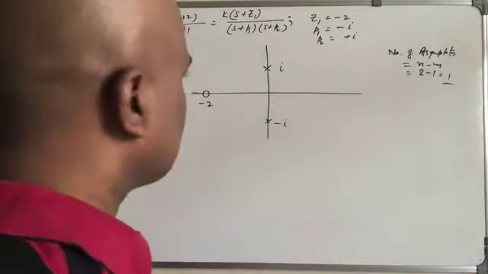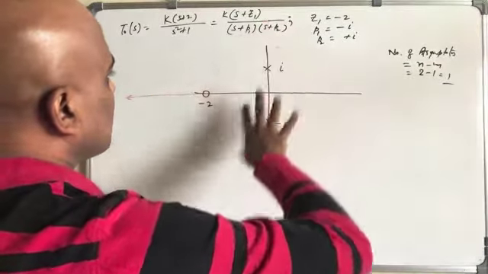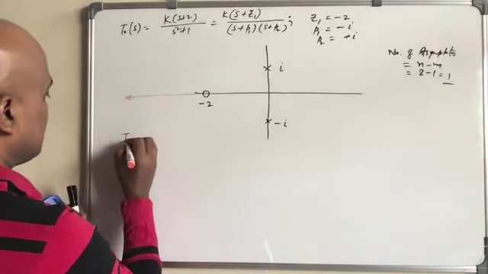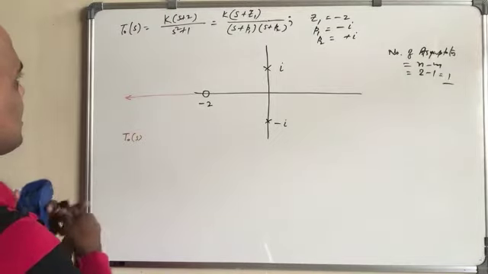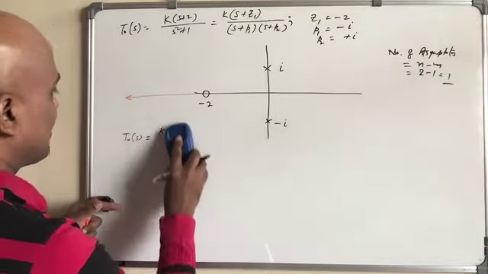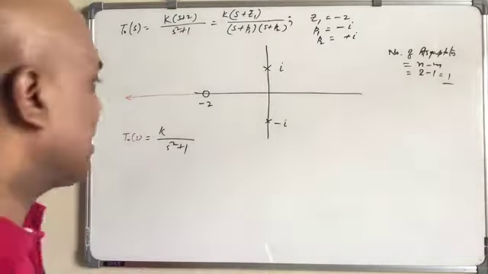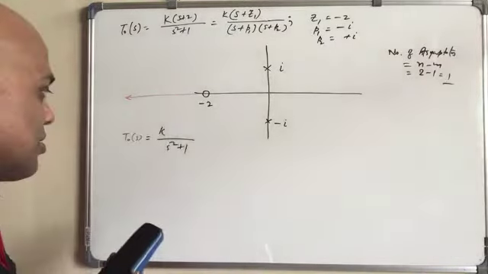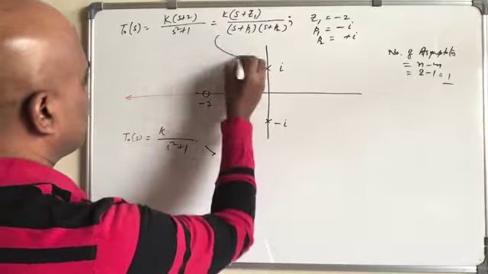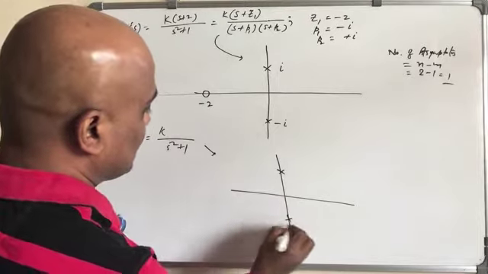Now let us say we had T naught S is equal to K divided by S square plus 1, and we wanted to find out how the root locus would look. For this case, we will have simply a cross here; there is no zero.